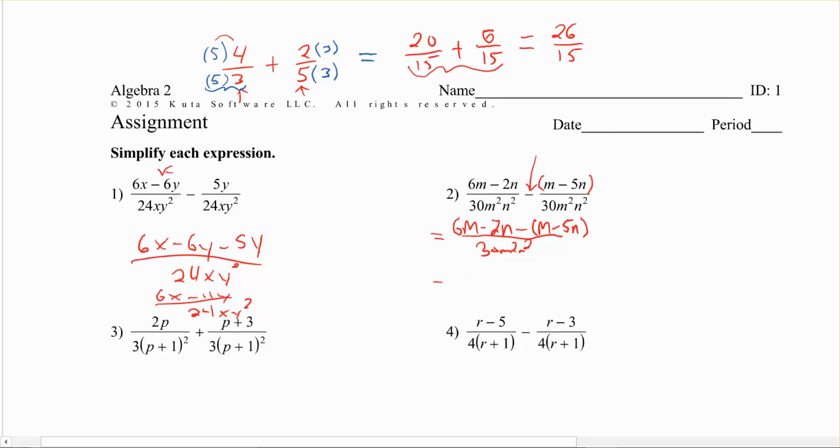below, I'm going to have 6m minus 2n minus m, that's just this part, right? But then I've got a negative times by the negative inside, that's going to end up being plus 5n. That's the part right there that gets people.